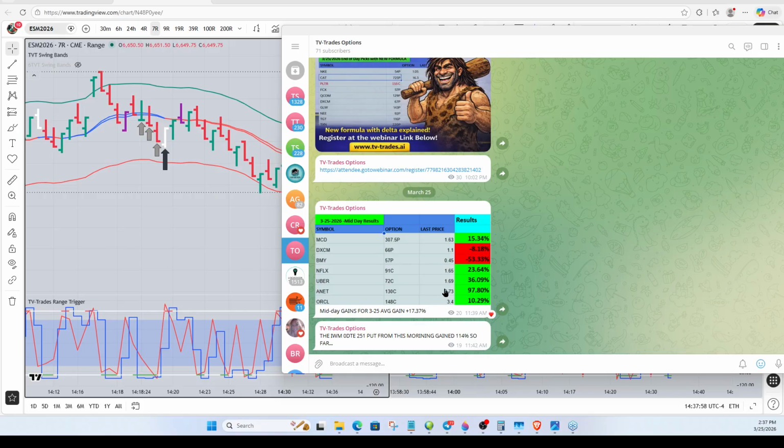If you had a better entry price, like on any one of these, if you had better than 169 on that 72 call for Uber, if you had like 1 instead of 169, or 130 instead of 169, then this number would probably be 75 to 90%. Okay, so these are the numbers at that time.